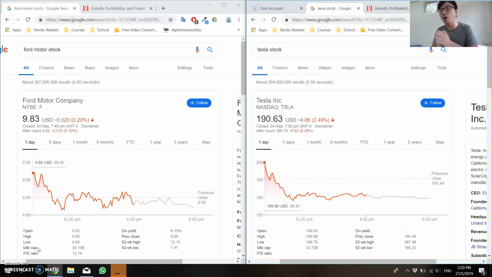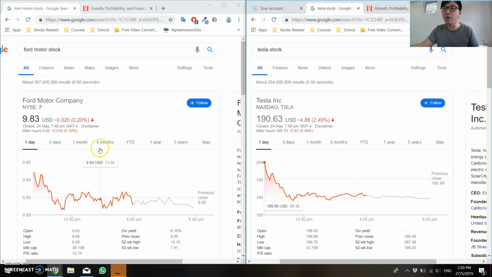Ford Motors or Tesla? To a very inexperienced investor, or someone who's new to investing, they will straight away assume that Tesla is so much more expensive, or Ford Motor is so much cheaper. This is how they'll classify it, because they look at the share price to justify whether it's expensive or not. But this is the wrong way to justify. Why? Let's take a quick look.